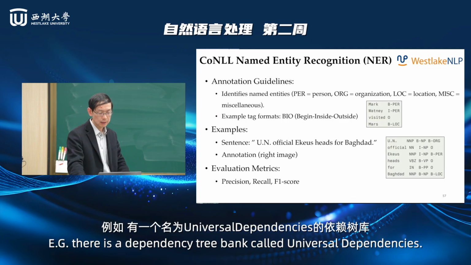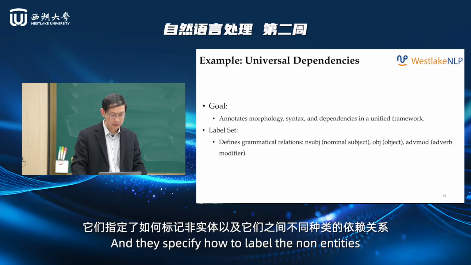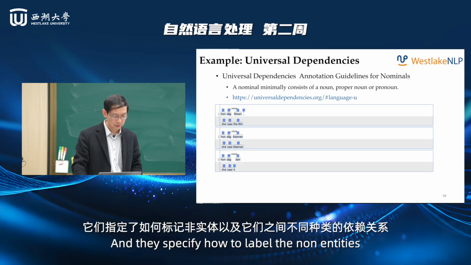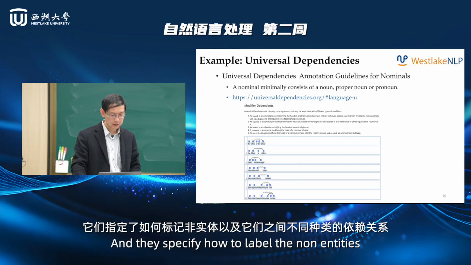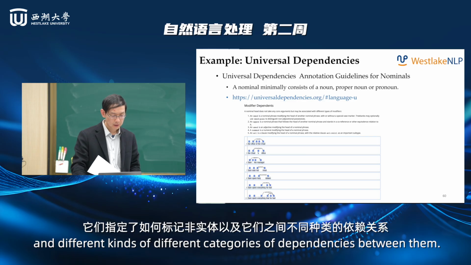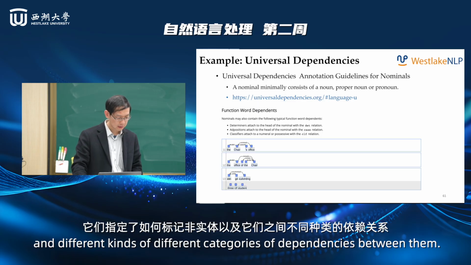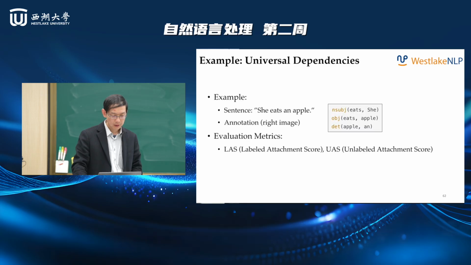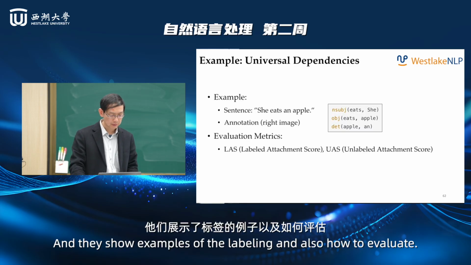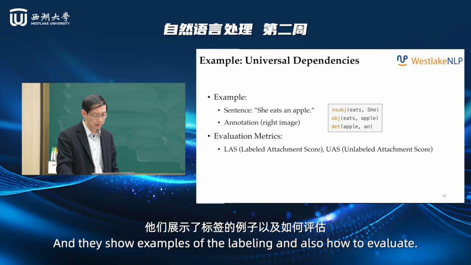For example, there is a dependency treebank called Universal Dependencies, and they specify how to label the noun entities and different categories of dependencies between them. And they show examples of the labeling and also how to evaluate.